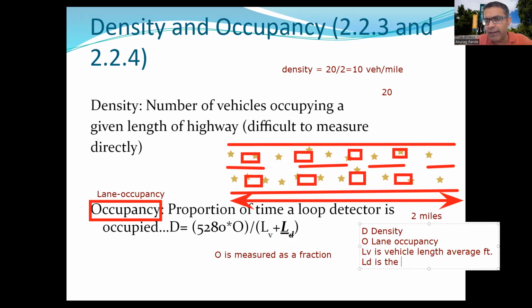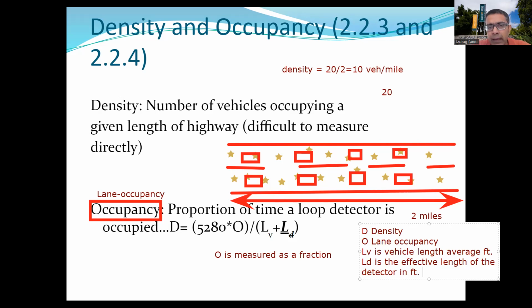But LD is the effective length of the detector. And what do I mean by effective length? The magnetic field of these detectors is disturbed even when the vehicle is getting close to them. So the metal starts to interact with the magnetic field a little bit sooner. So you basically have to add maybe a couple of feet to the length of these detectors. If these are 6 feet detectors, the effective length might be 7 or 8 feet. And anytime I give you a problem, I'm going to give you the effective length in feet.